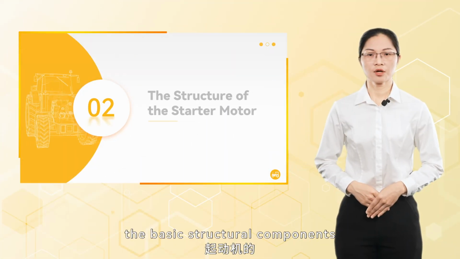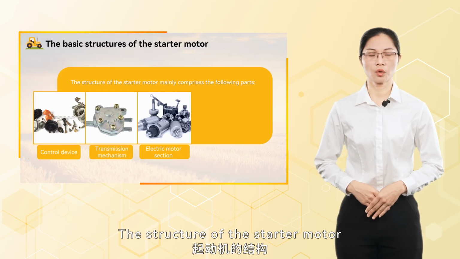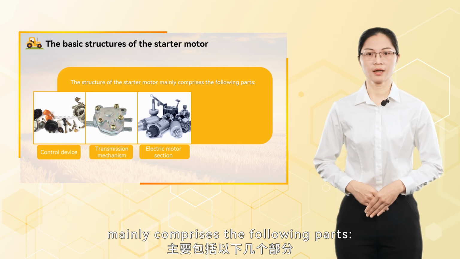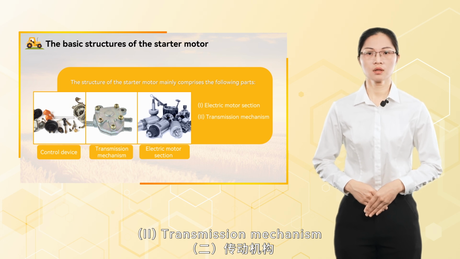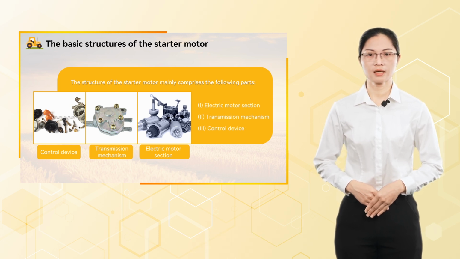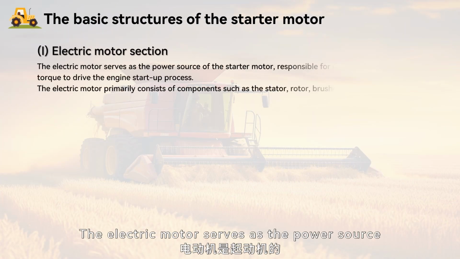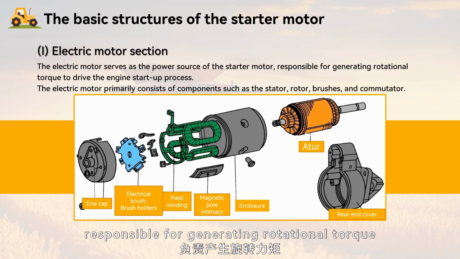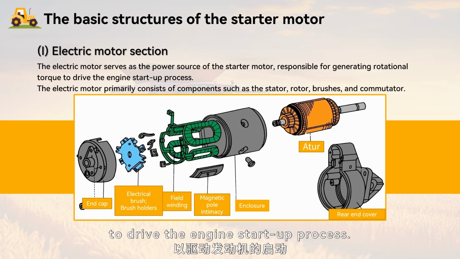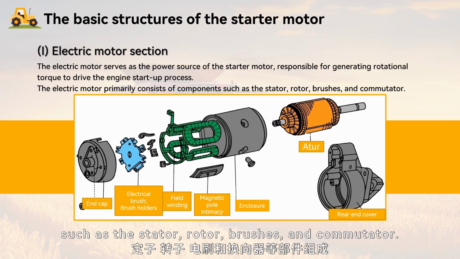Next, let's explore the basic structural components of the starter motor. The structure of the starter motor mainly comprises the following parts. 1. Electric motor section. 2. Transmission mechanism. 3. Control device. The electric motor serves as the power source of the starter motor, responsible for generating rotational torque to drive the engine's startup process. The electric motor primarily consists of components such as the stator, rotor, brushes, and commutator.